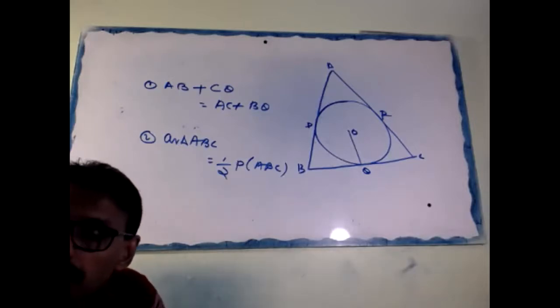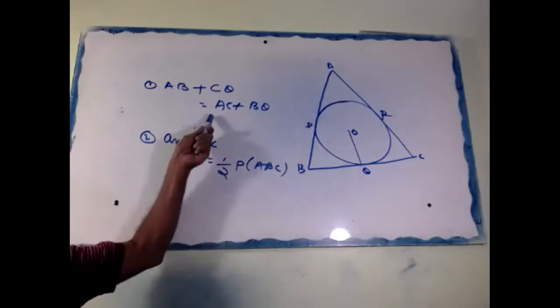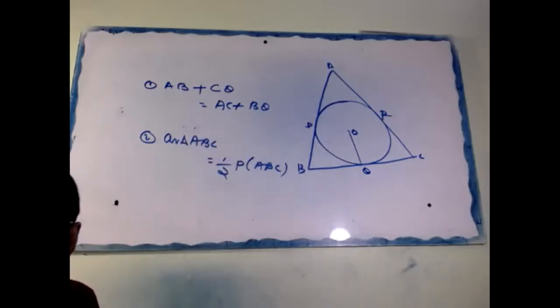Okay, try. Prove that one. Listen here, you can see the board? Look, you can see the board or not? Okay, you try. Only one theorem is applied: tangents from an external point are equal.